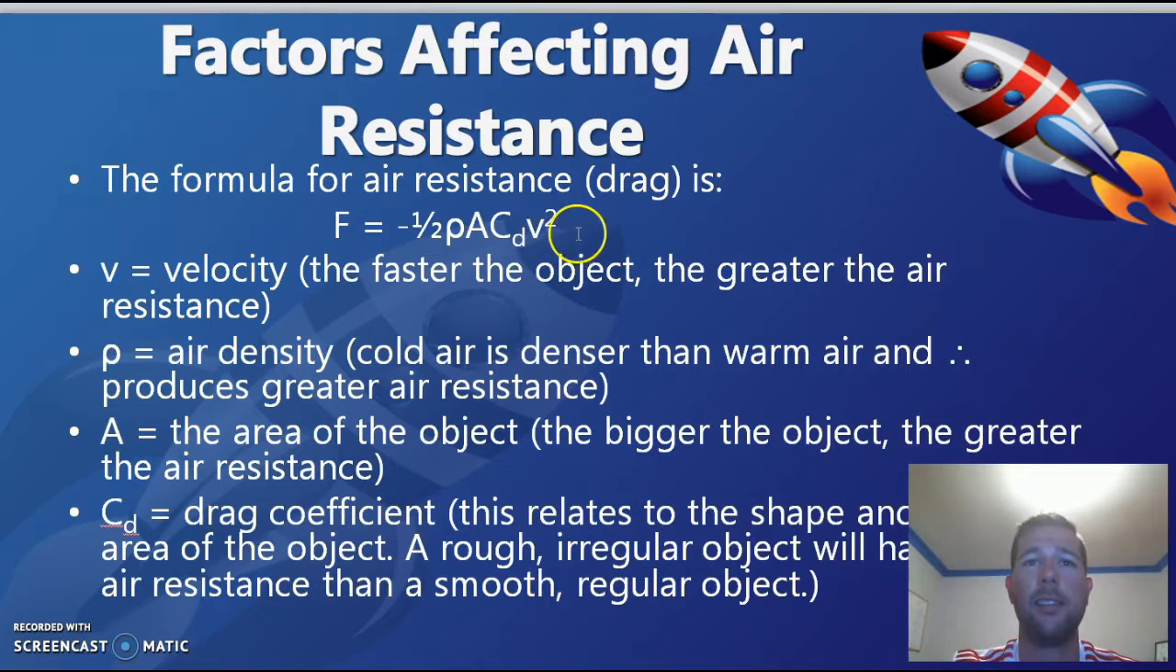But you can see here the key term, velocity. Now, it's velocity squared, which is proportional to force. So a slight increase in velocity will increase the force a lot more. So velocity is the most important factor in air resistance.